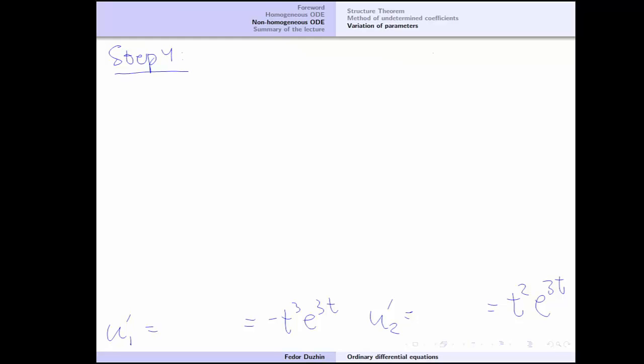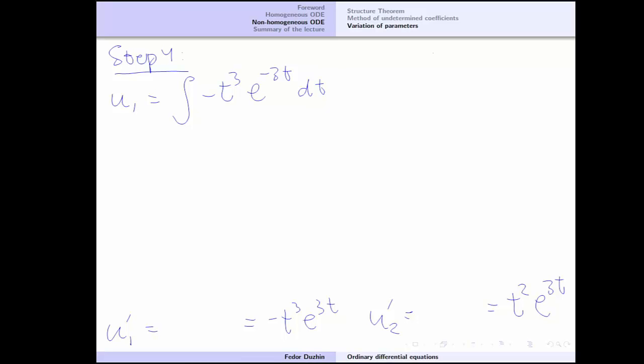So we have found u1 prime, which means that u1 itself is going to be the integral of minus t cubed e to the minus 3t dt. Well, so here we have a problem. I mean, it is doable, but it is very, very long, so in order to solve it, you will have to integrate by parts 3 times. But since I'm not teaching calculus, this is differential equations, I'm sure that you know how to integrate by parts, which means that I don't even want to test you on integration by parts.